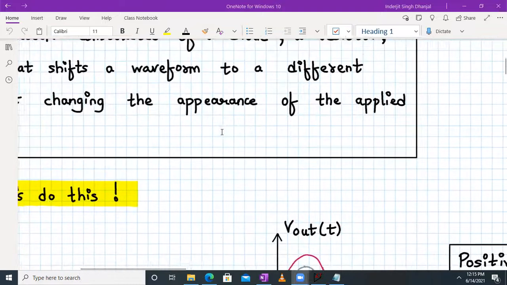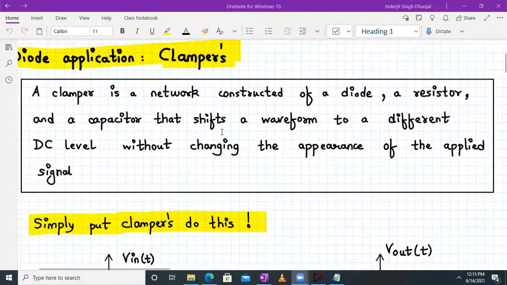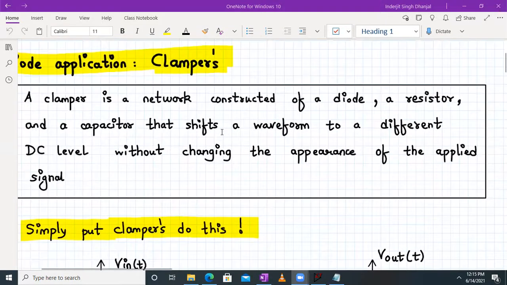Now let us see a formal definition. It is a network which consists of a diode, a resistor, and a capacitor that will shift an input waveform to a different DC level, and that becomes the output with a different DC level, without changing the appearance of the applied input signal. That is what the clamper does.